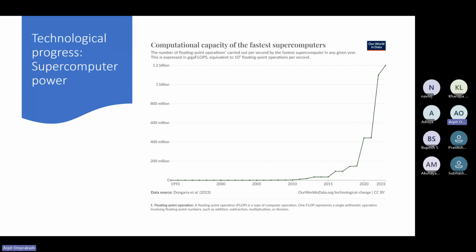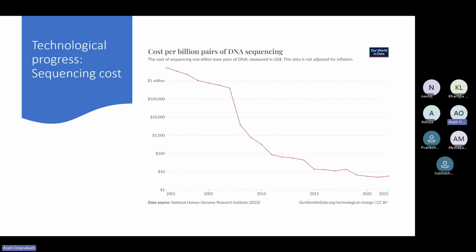So basically, this is the number of operations that a supercomputer can carry out per second. It's expressed in gigaflops. Let's say from 2015, where we have a very low value, to 2020, we see a very big jump from less than 100 million to over 400 million, and then it keeps on increasing. And this trend is also seen in technological advances across fields.